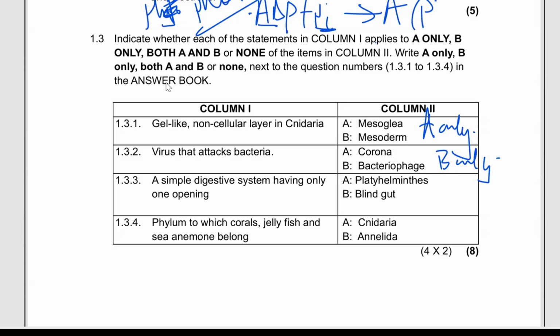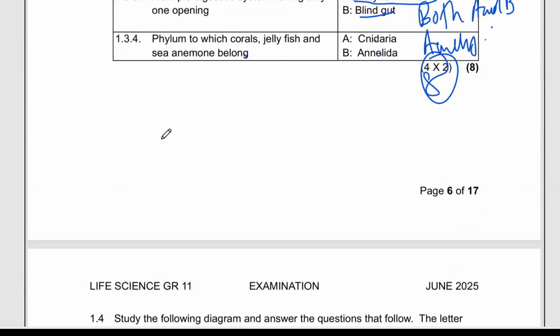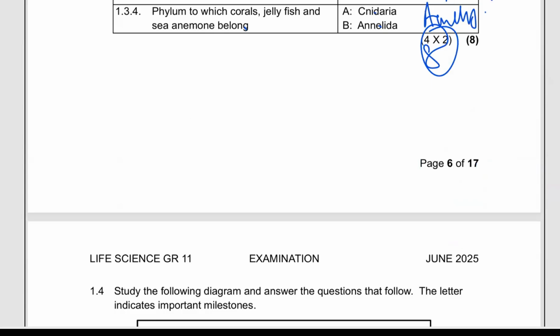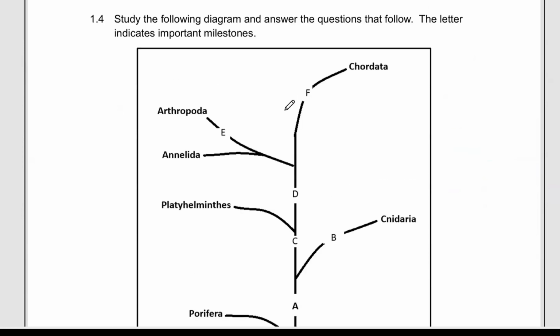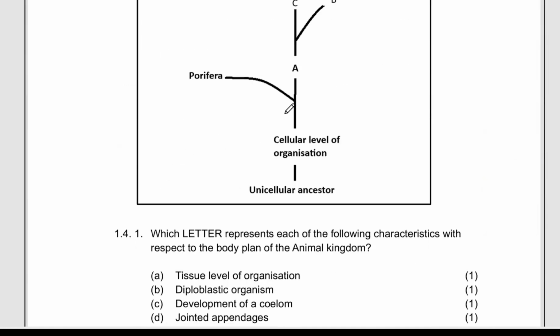They're saying the simple digestive system having only one opening, we call it a blind gut. But even platyhelminthes have the same, they have the blind gut. So I would say both A and B. Phylum to which coral, jellyfish, and sea anemones belong, to which phylum do they belong? They belong to what we call cnidarians. So the answer is A only. So I think you got 4 times 2, which gives you 8. Then we go to the next question, which is about the phylogenetic tree. We talked about this still.